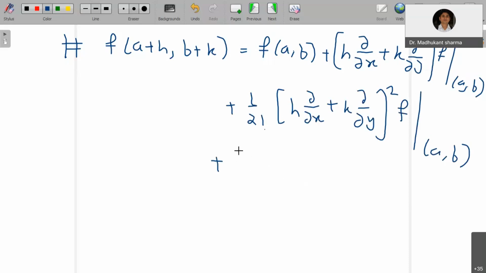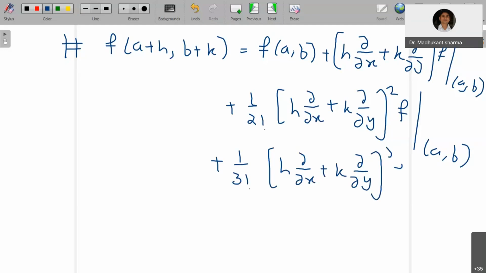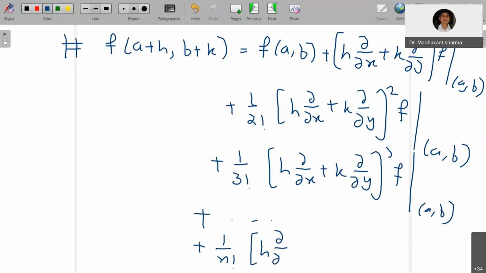What will be the next term is 1 upon 3 factorial (h ∂/∂x + k ∂/∂y) cube f at (a, b), and so on, plus 1 upon n factorial (h ∂/∂x + k ∂/∂y) to the power n f at (a + ch, b + ck), where c lies between 0 and 1.